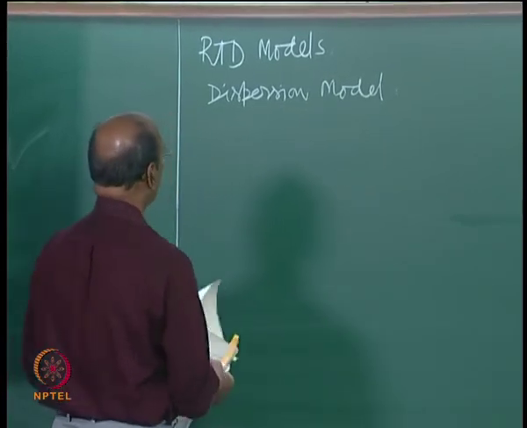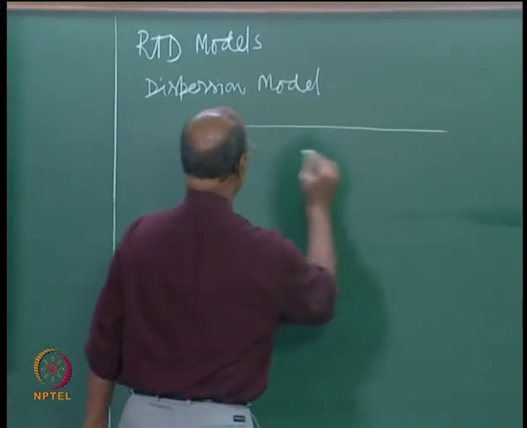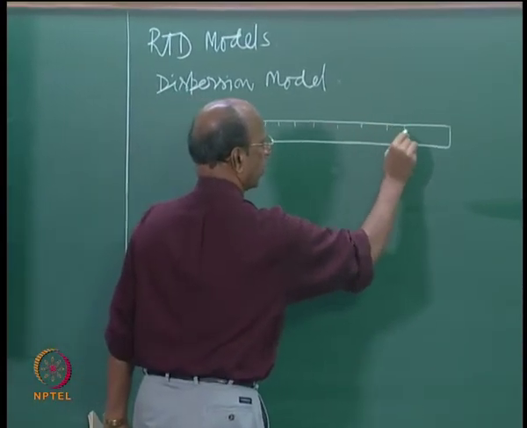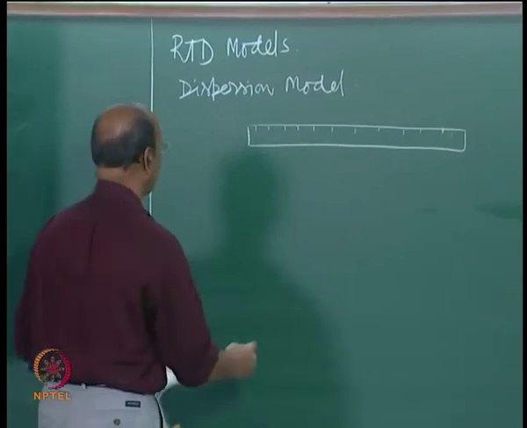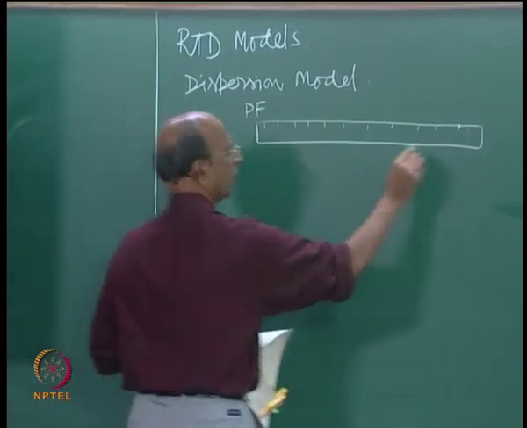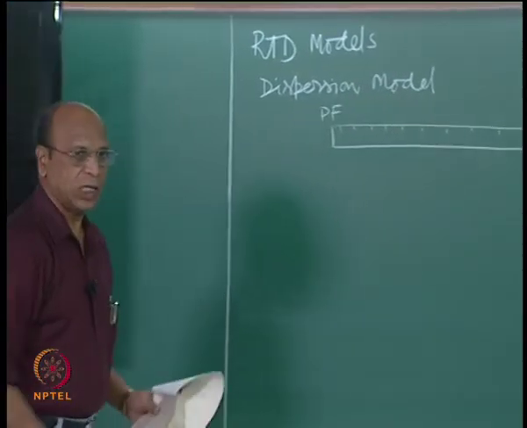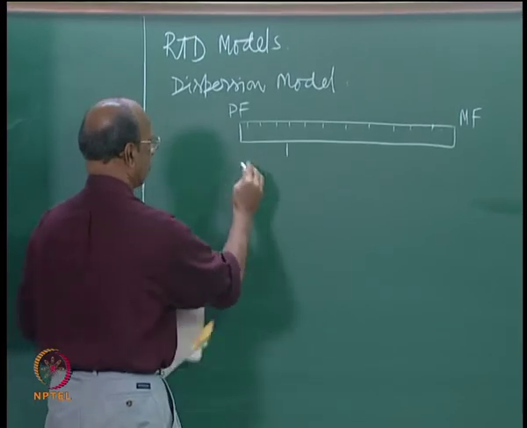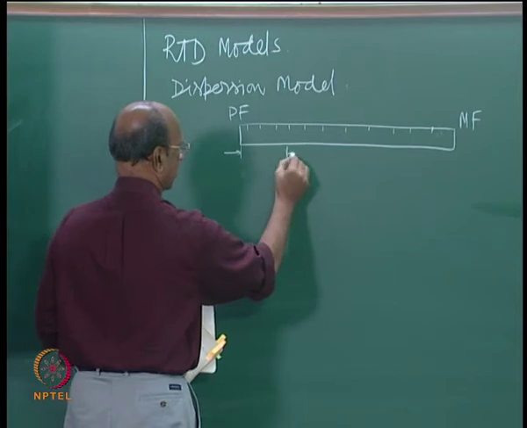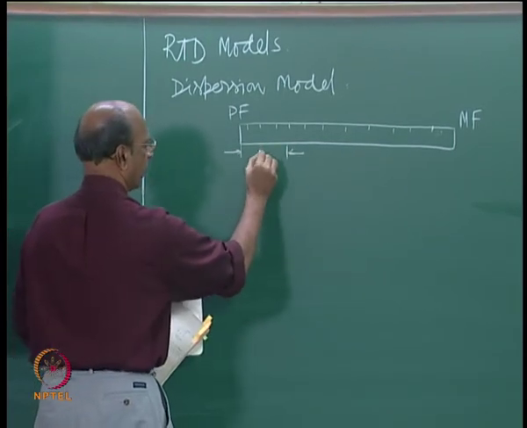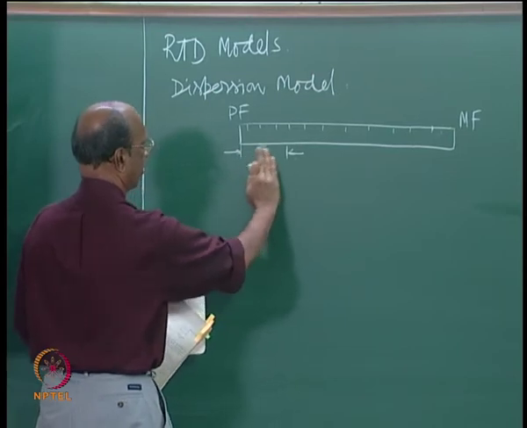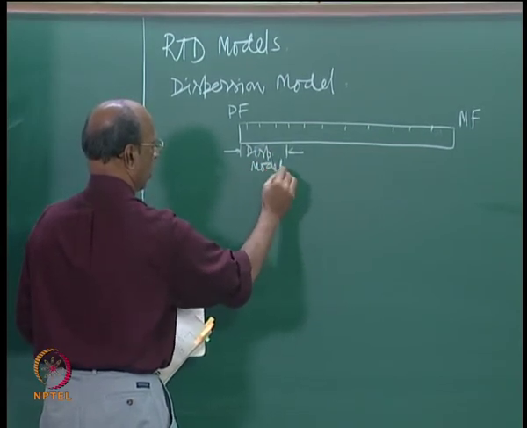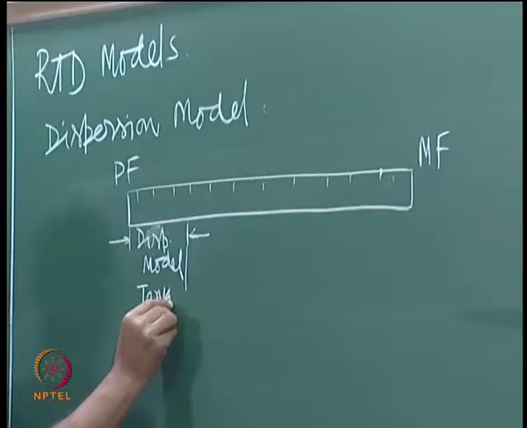So in general, when you have these RTD models, we can have a small scale just to have an idea what kind of models we are going to use. This is just an analytical scale where this end is PF, this end you have MF. The dispersion model and tanks in series model, normally it is not exact, but somehow approximate. This is the distance between which you use the dispersion model or tanks in series model.